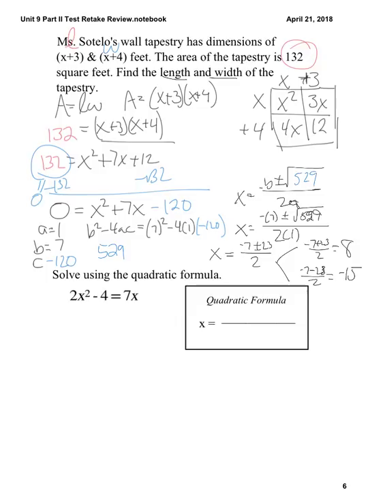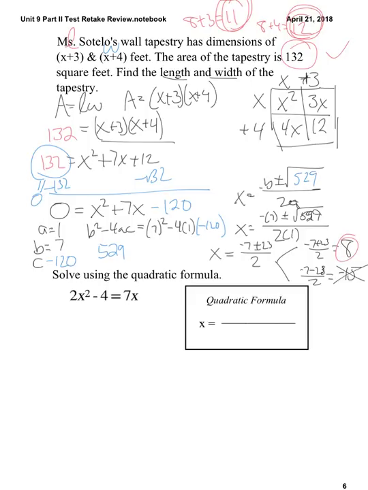So here's what I would do. Negative 15 probably isn't going to work, because negative 15 plus 3 is going to be negative 12. Negative 15 plus 4 is negative 11. You can't have negative lengths or widths. So we're going to use our 8 here, and we're going to plug it into our original values. So I'm going to have 8 plus 3 is equal to 11, and 8 plus 4 is equal to 12. And our length is 11, our width is 12. And if we take 11 times 12, we get 132.